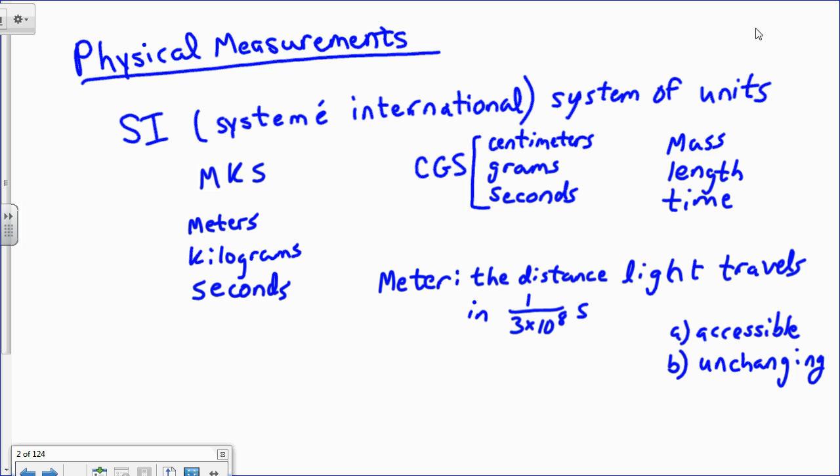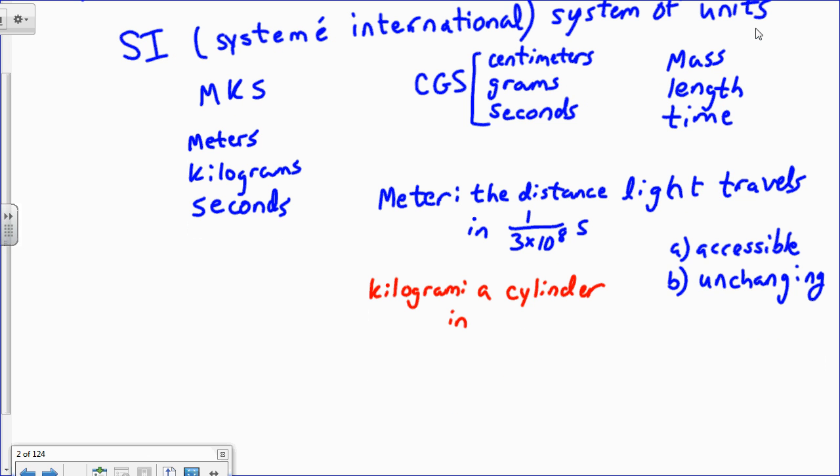The standard for the kilogram is a cylinder. It's actually a platinum iridium cylinder in a particular place. Where do you think it is? It's in France. There you go. So it's a cylinder in France. This has a lot of problems. It's not accessible to everyone, and it's actually not unchanging.